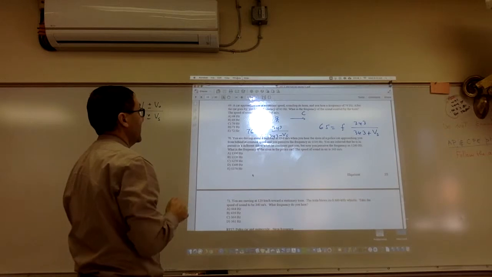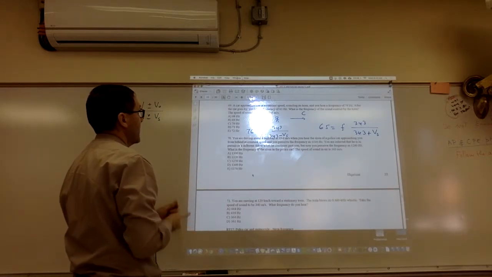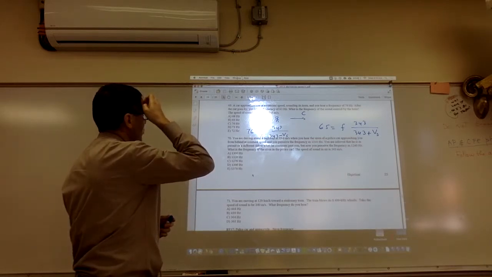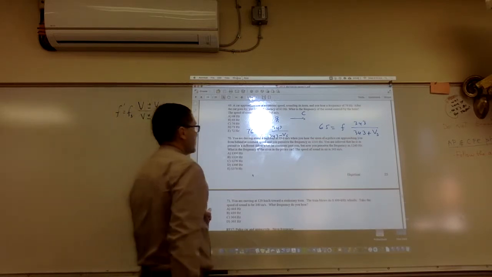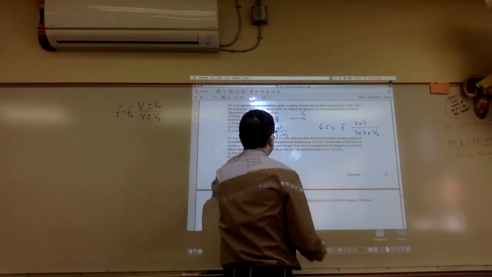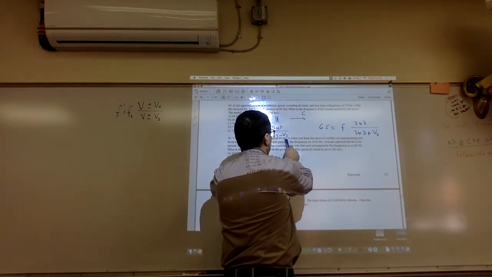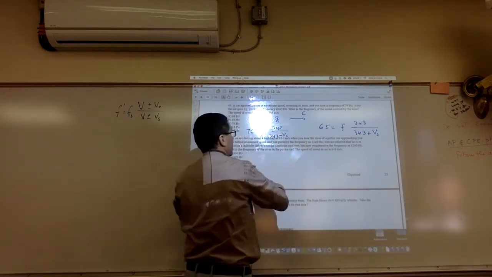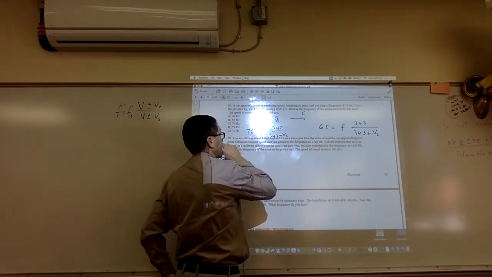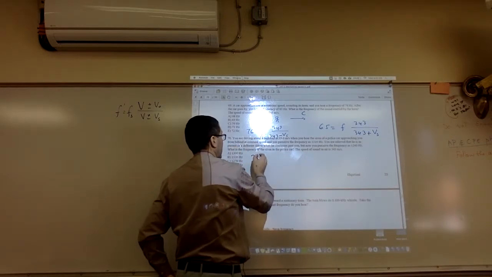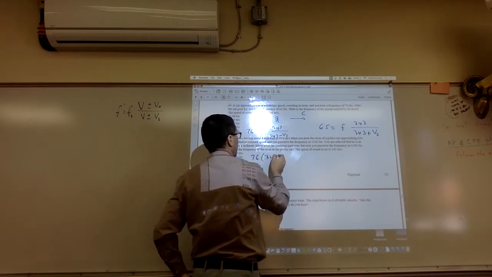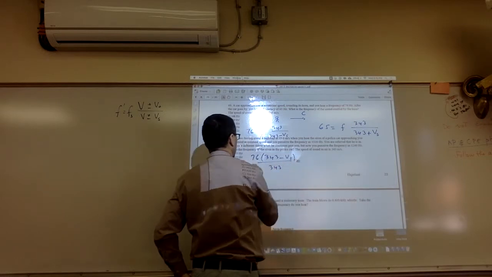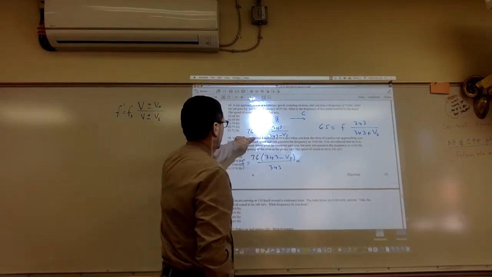So now to figure out the frequency that's being generated, there's a bunch of ways you can do this. You can find Vs. Set up a system of equations. I'll show you how to do it. So let's try this. I'm going to do 76 times 343 minus Vs over 343 equals F. You should be able to do that here.